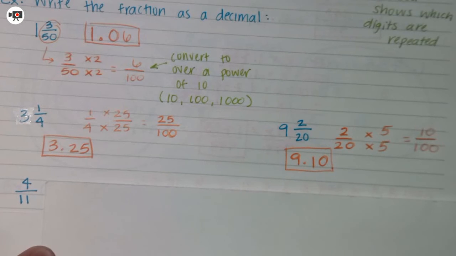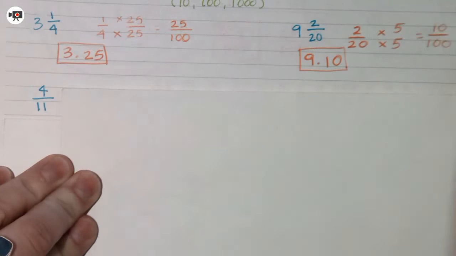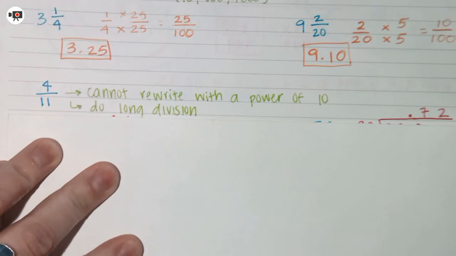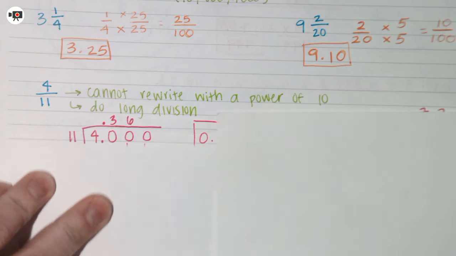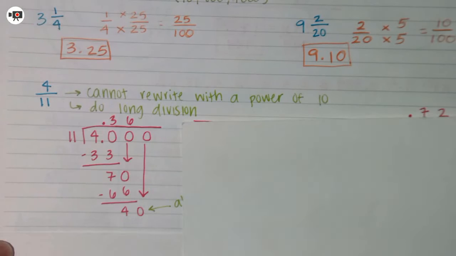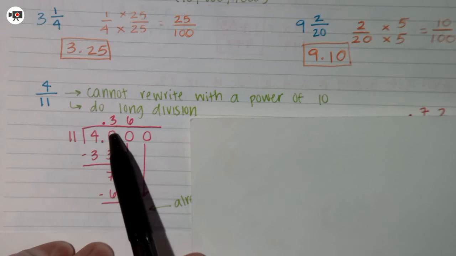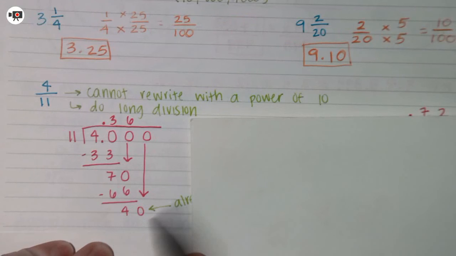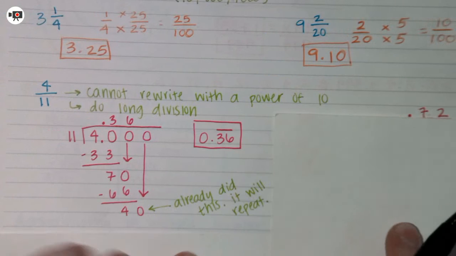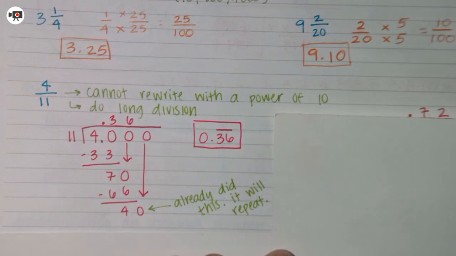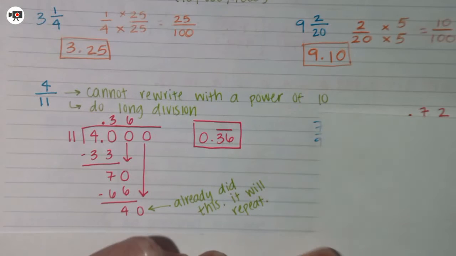For 4 over 11, I cannot rewrite that as a power of 10. So I'm going to do long division instead. And when I do that, I can see that I will get a pattern. I started with 40 here, I have a 40 again. So that means that the 3 and the 6 are going to be repeated. So I write it as 0.36 with the bar over the 3 and the 6.